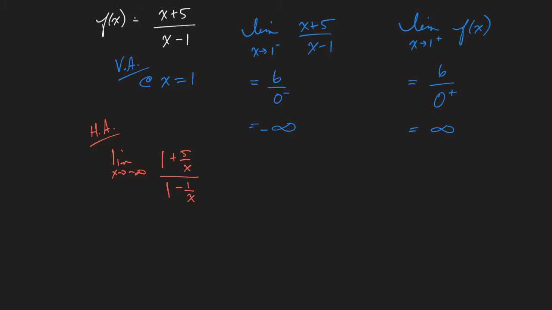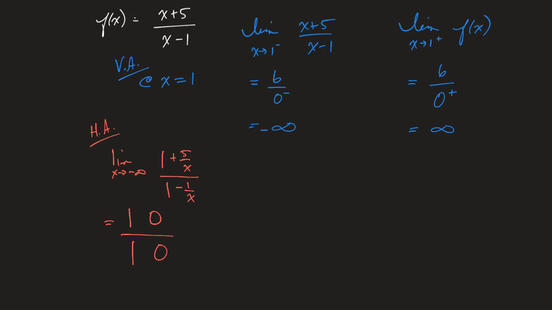Okay, now we're going to work our way through. So I'm imagining subbing in huge negative numbers. Well, there's nowhere to sub it in for the 1. My fraction 5 over x is going to approach 0. And on the bottom, there's nowhere to sub it in for the 1. And my 1 over x is going to approach 0.